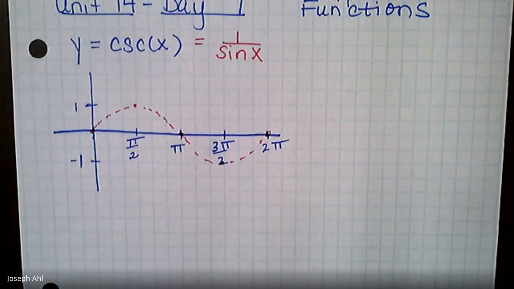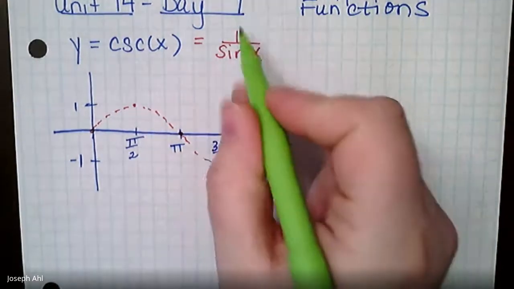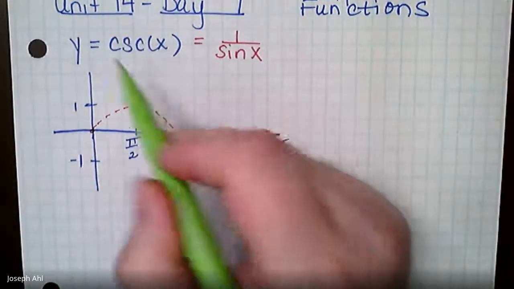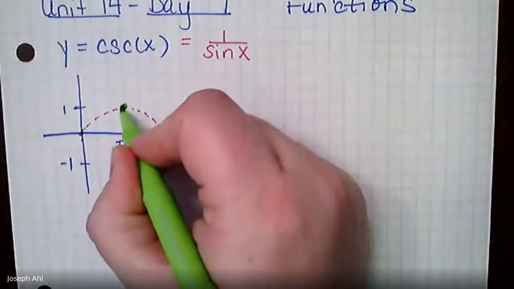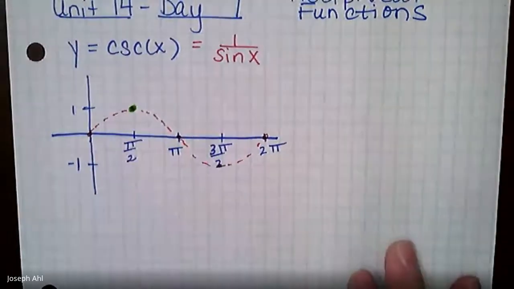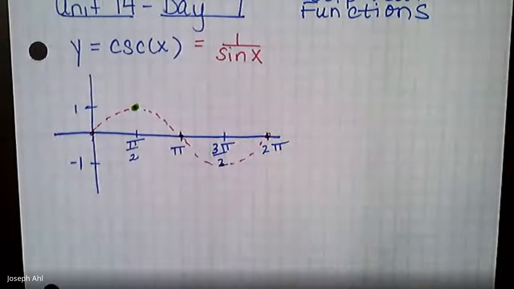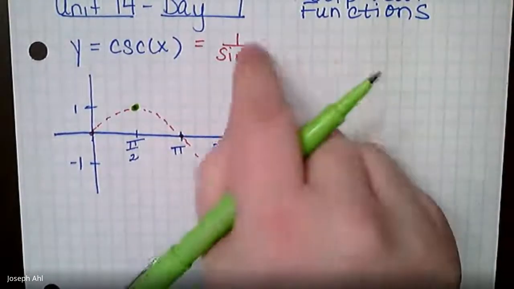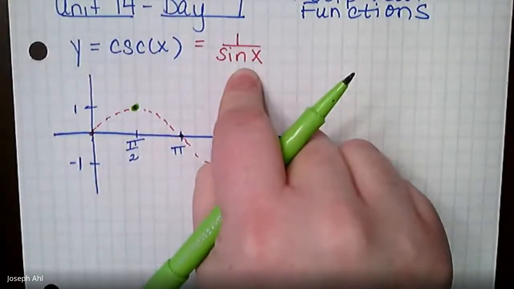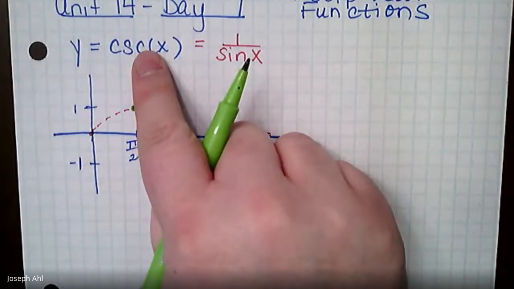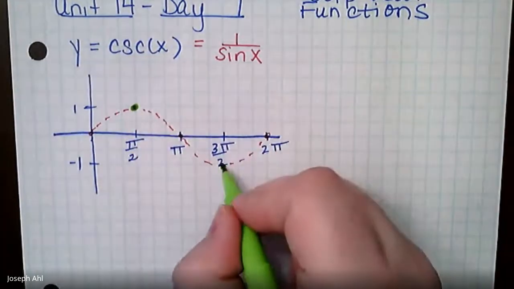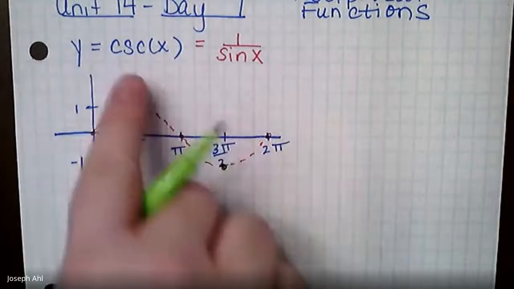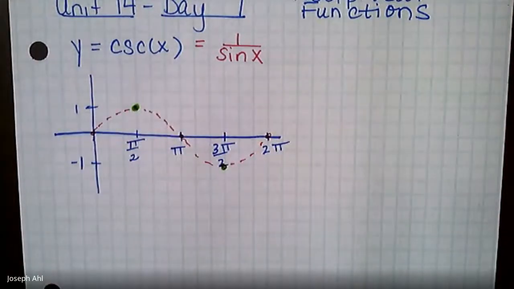So let's think about some key points here, like the fact that at a y value of 1 on the sine curve, 1 over 1 is still 1 for the graph of cosecant. So this point will stay exactly the same when we graph cosecant. Same thing for negative 1. If we have 1 over negative 1, that's still going to be a point at negative 1 for the graph of cosecant. So these over the domain from 0 to 2 pi, those are the only 2 points that actually are the same. Everything else looks different.